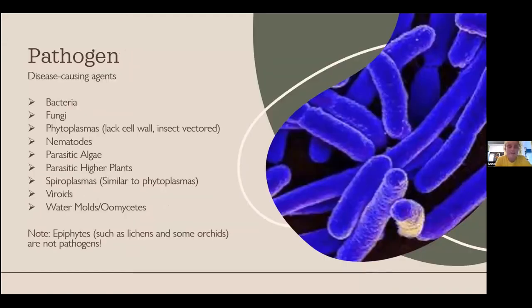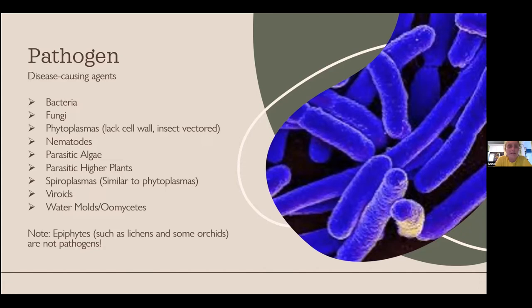Next, that second leg of the triangle, the pathogen. These are our disease-causing agents, and I have them listed here. We think about them in terms of human or animal science medicine as well. Many of them have specific hosts. So these are pathogens that host specifically on plants.